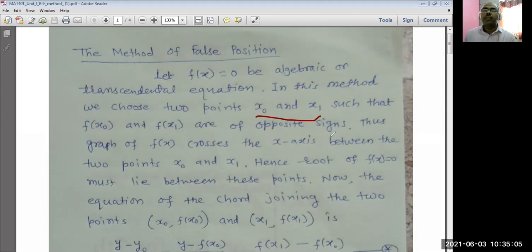So exactly as in the bisection method, here we choose the points x0 and x1 such that the function values at these points are of opposite sign. Now, why do we impose this condition in this method? As the function values at points x0 and x1 are of opposite signs, the graph of the function f(x) crosses the x-axis.